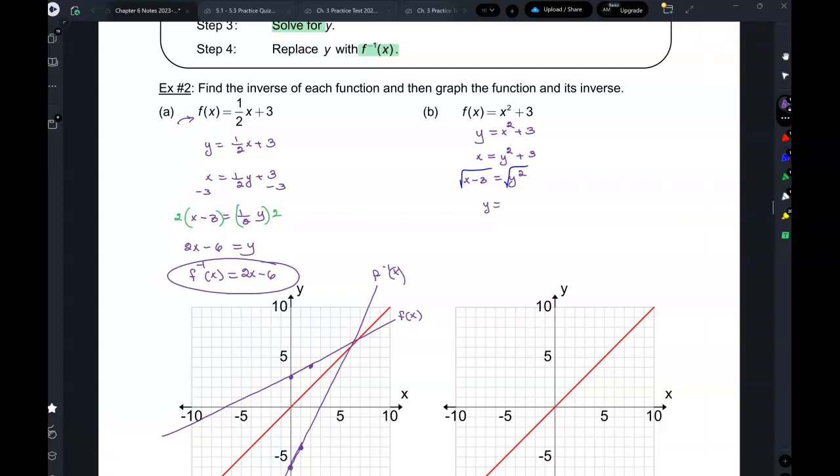Just that? Plus or minus the square root of x minus 3. So now f inverse of x is plus or minus the square root of x minus 3. Okay, hang on. So now let's graph this one. Okay, x squared plus 3.